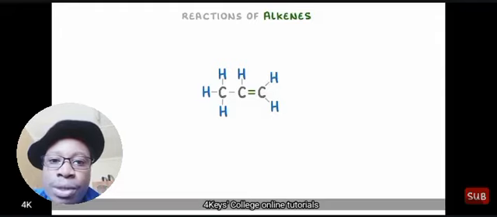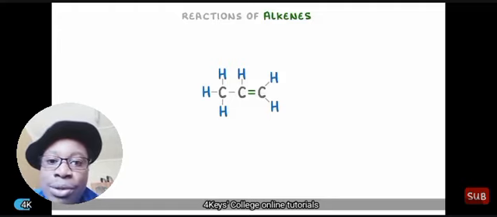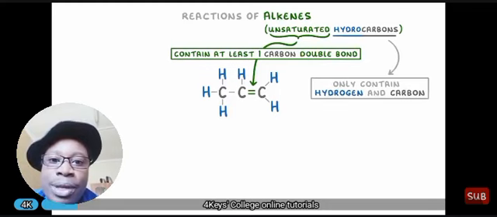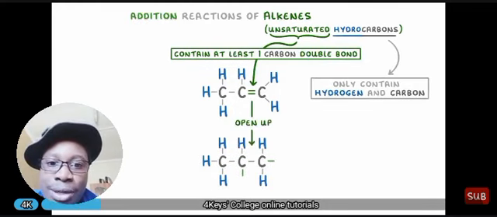Okay, so welcome to this quick tutorial on alkenes. So alkenes are unsaturated hydrocarbons because they contain the double carbon to carbon bond. So they are said to be unsaturated. This is because you can add something onto that bond. The bond can open up and allow you to add something.